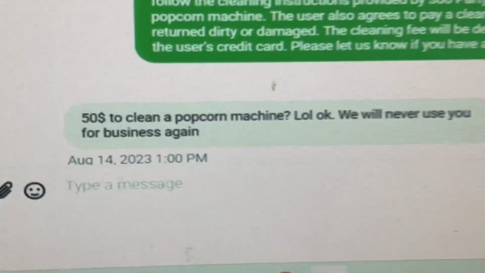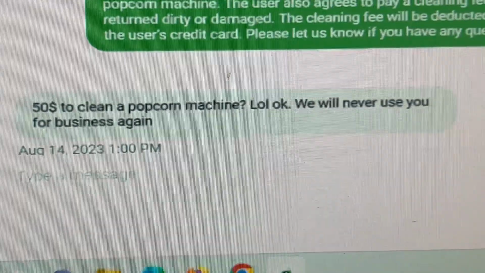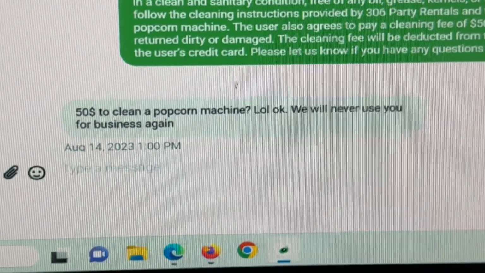And their reply is, $50 to clean a popcorn machine? Well, okay, we'll never use you for business again. So if they don't want to pay the charge, you know what? Okay, you don't want to pay the charge, come clean it. It's all good. You just need a clean machine, because we can't afford the time that it takes, because then we don't make any profit on the machine.